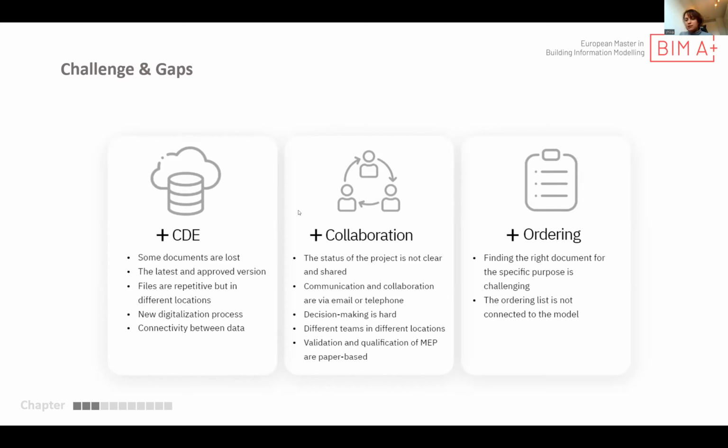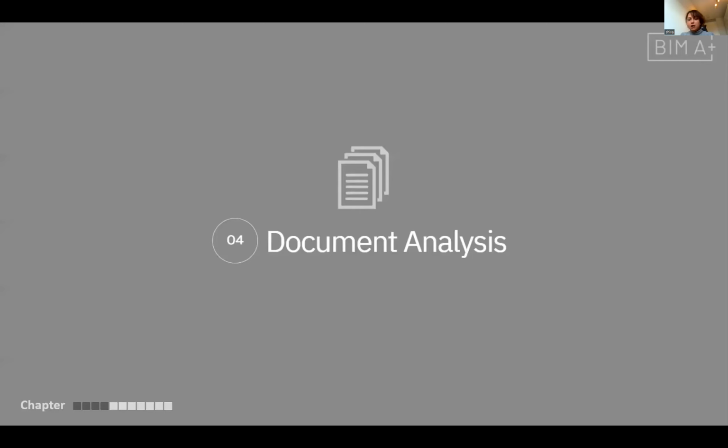Also, in the ordering status that I worked on, the document of the status of the components is in Navision, which is one software. When we want to check the model and check which components are available or not, we mostly need to be connected with the work planner.